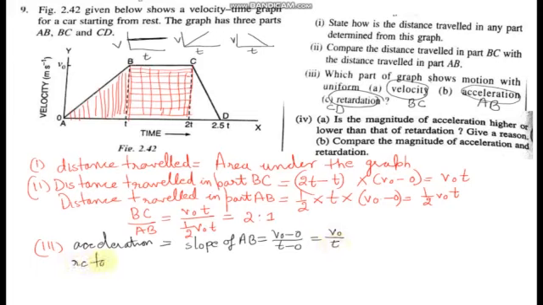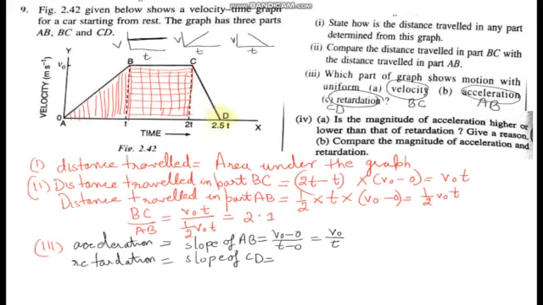Then comes, what is the retardation here? Retardation is the slope of the line CD. जब भी हमारे पास इस तरह से line है, when the body is moving towards this side, it is retardation. So retardation कैसे आएगी?